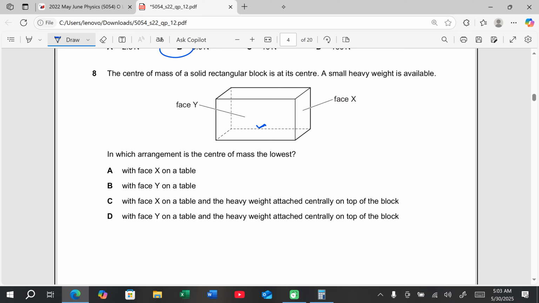No, on the top, when you apply some weight on the top, this is going to lift the center of gravity a little upper. If it had been attached at the bottom, this would have brought it down. So we're going to take only face Y on the table.